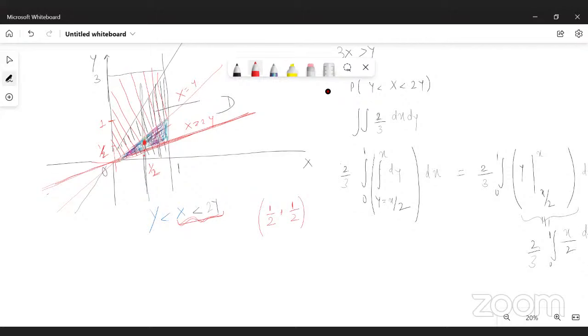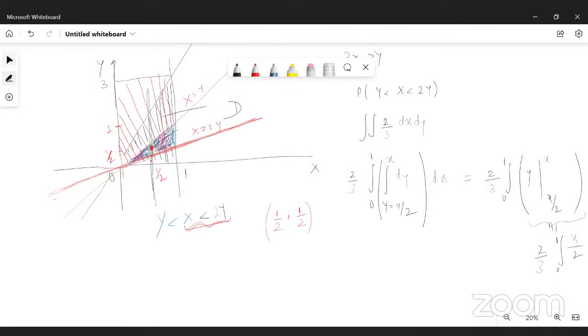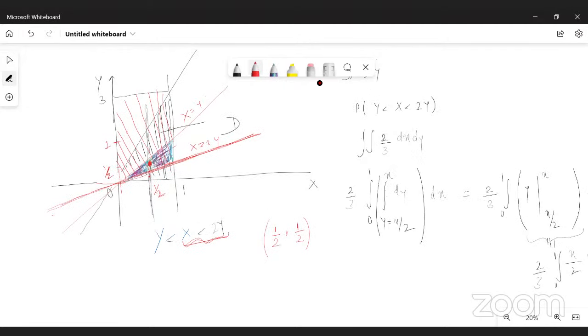Can we not compare these three triangles and get the same 1/6? The top line is y equal to 3x, and 3x is greater than y. If you make a comparison of the ratio of this shaded triangle to the 3x greater than y triangle, it is the same as 1/6, no?